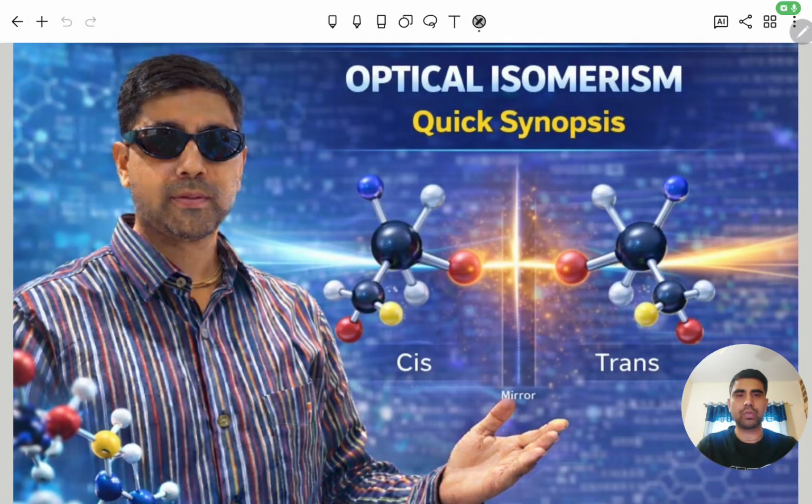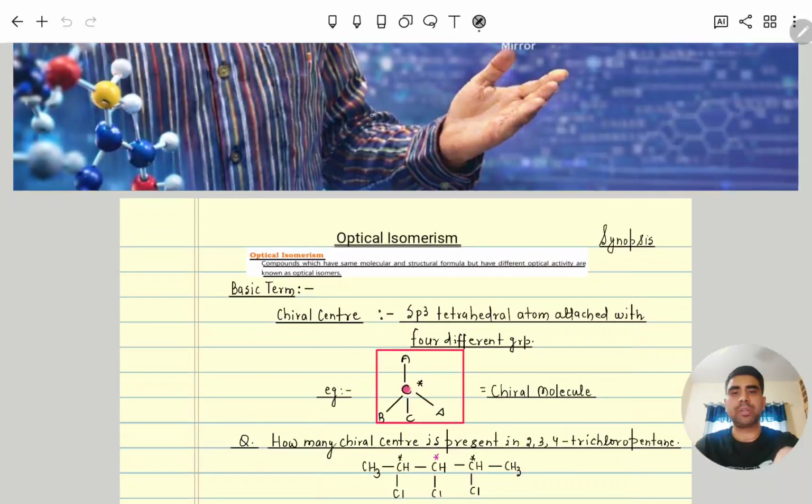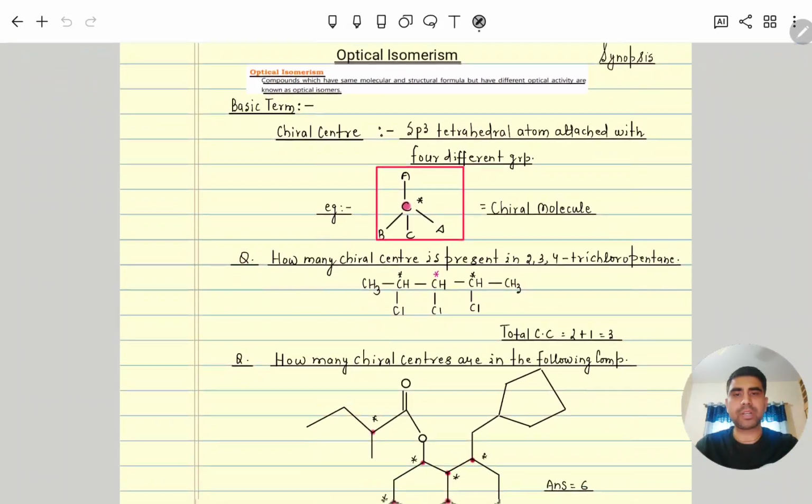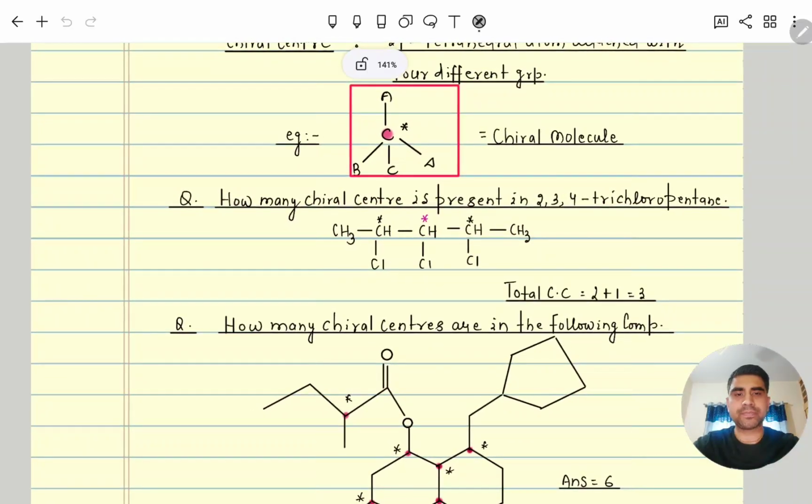Hello everyone, so welcome to this last part of isomerism, optical isomerism. Optical isomerism is shown by those compounds which have the same molecular formula, same structural formula, but different optical activity. To understand optical isomerism, we will discuss some of the basic terms like chiral center and symmetry.